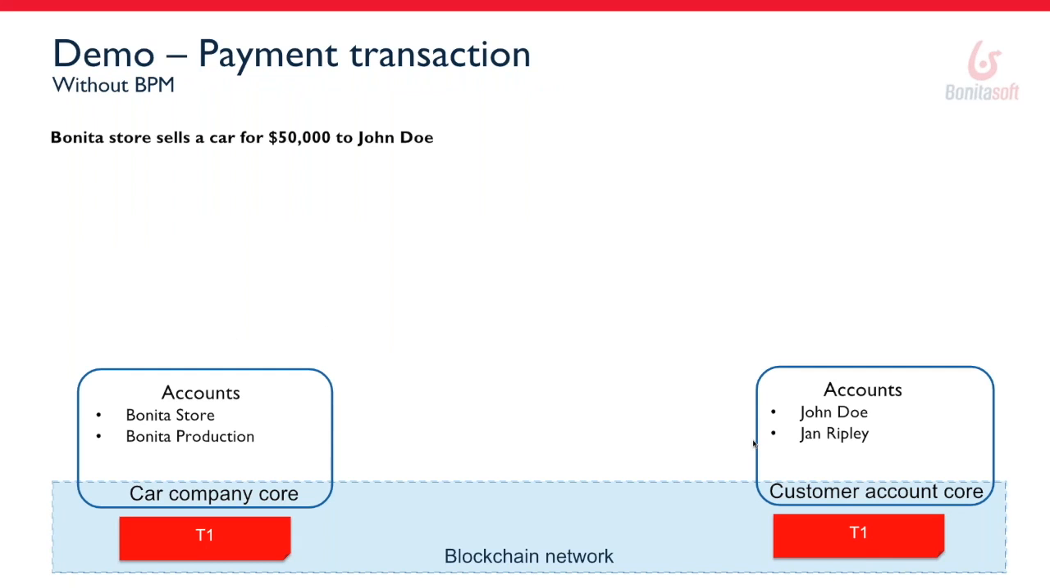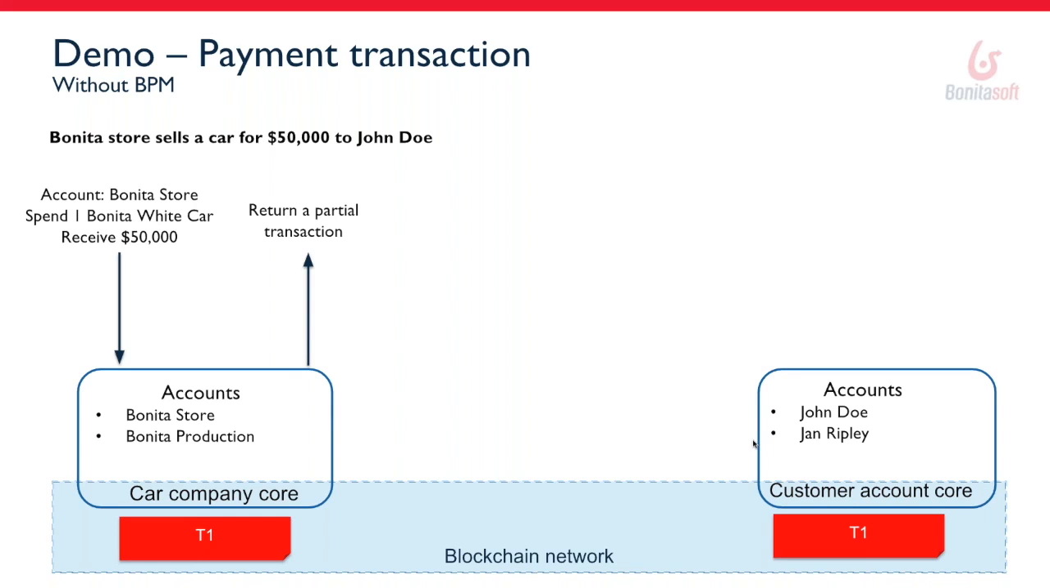So let's take a look at what's going to happen during the demo. We have 2 cores that will be involved during this transaction. Just a step back, what we want to do in that specific step is to sell the car to John Doe. So Bonita store will sell the car for $50,000 to John Doe. Let's take a look from a blockchain network perspective. What are the required steps that need to happen to realize this action?